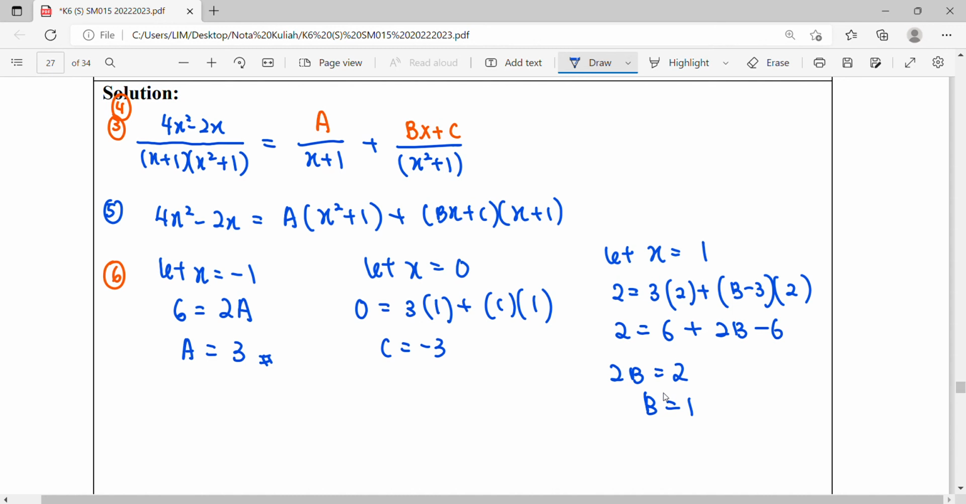Last step, finally, we substitute back into our partial fractions, where a is 3. Then b is 1, so it will be 1x. c is negative 3, so 1x minus 3.